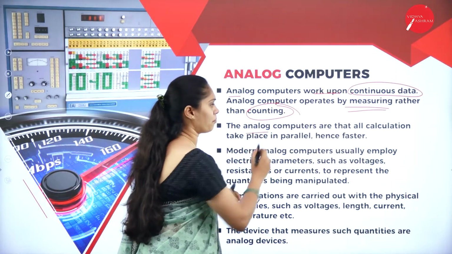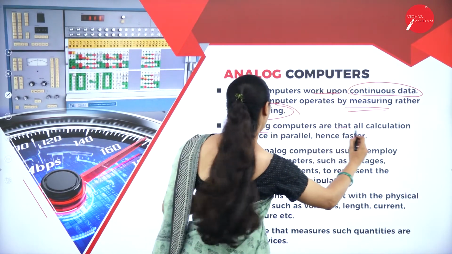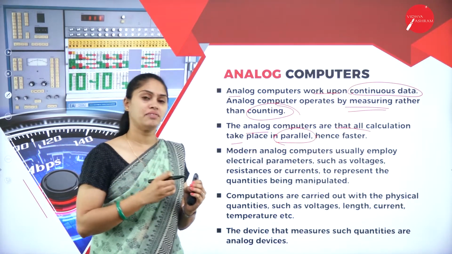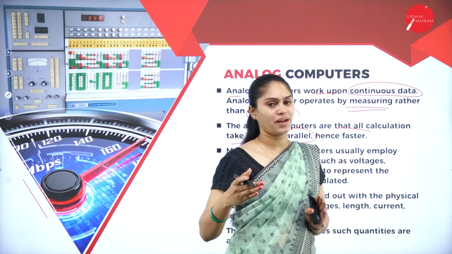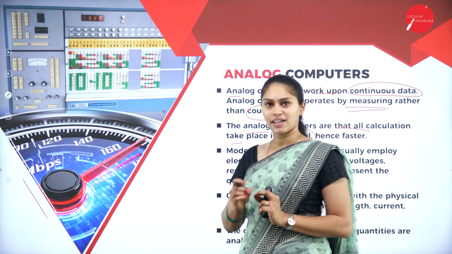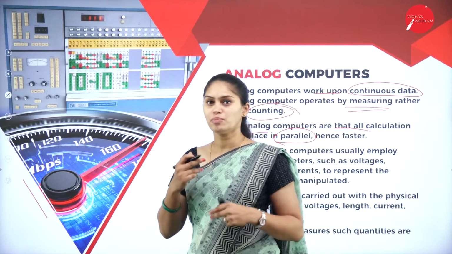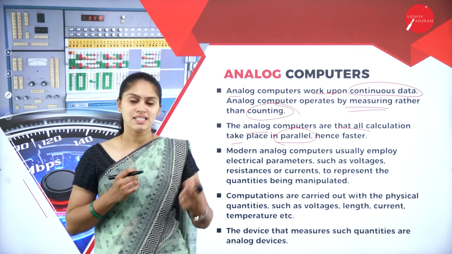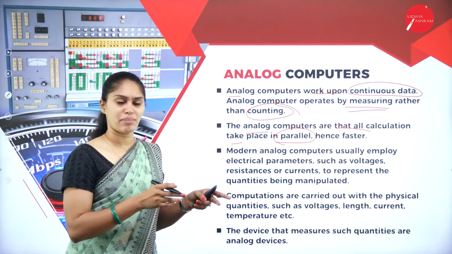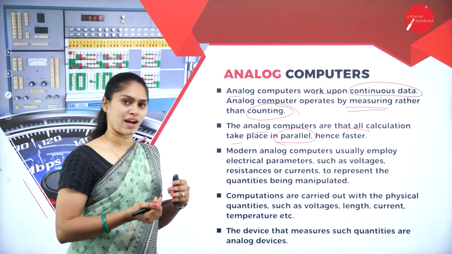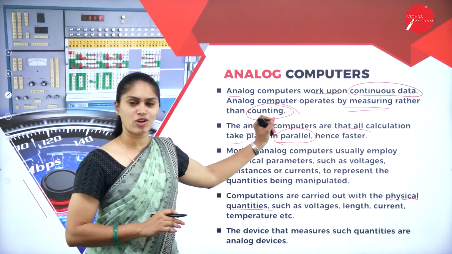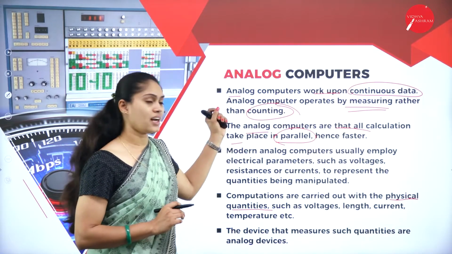In analog computers, all calculations take place in parallel. Parallel means more than one operation will happen at a time. Instead of performing calculations serially, it will handle data in a parallel manner, so that it is faster. As I discussed earlier, it mainly focuses on measuring rather than counting.